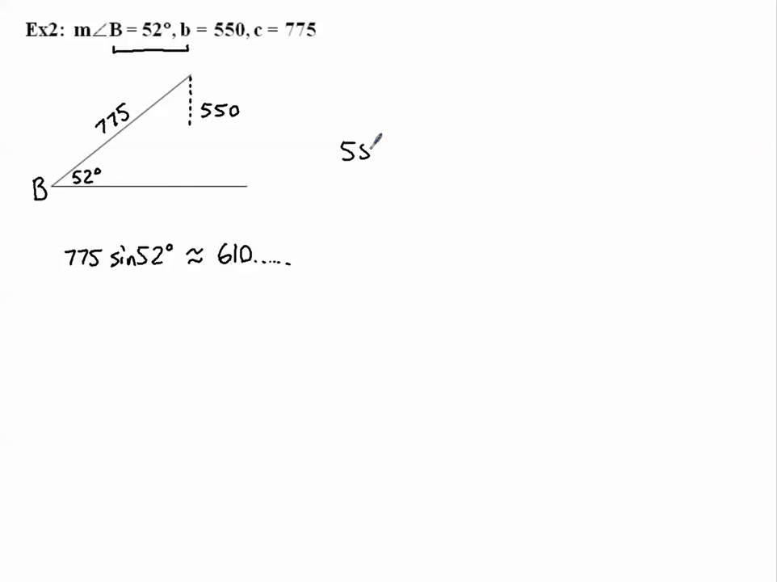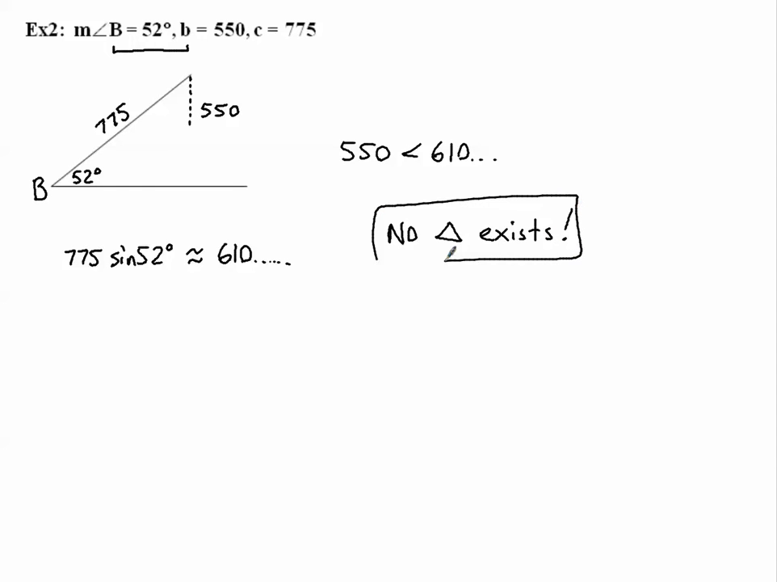550 is not even big enough because it's less than our 610 dot something. So guess what? No triangle can exist. And that's really all the work that needs to be shown. We need to figure out what 775 times the sine of this number is, and if this side is not even that long, then we can't even have a triangle. This side is going to try to get to it, but it's going to come up short right there. Not a triangle.